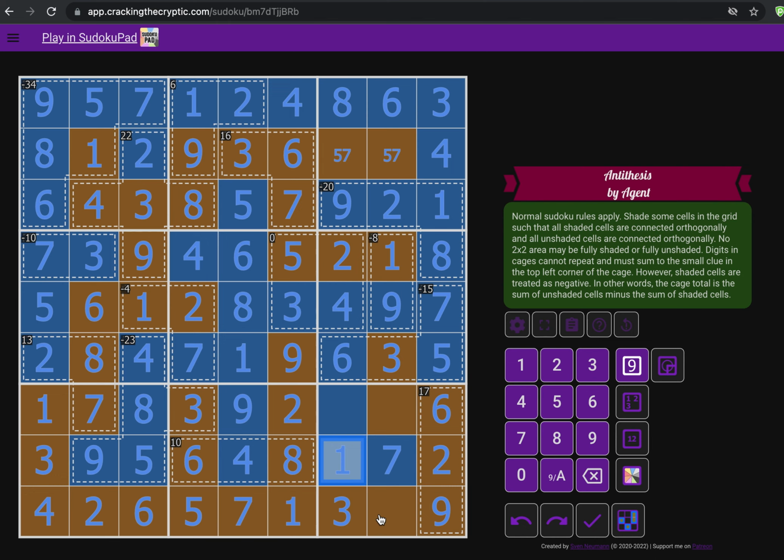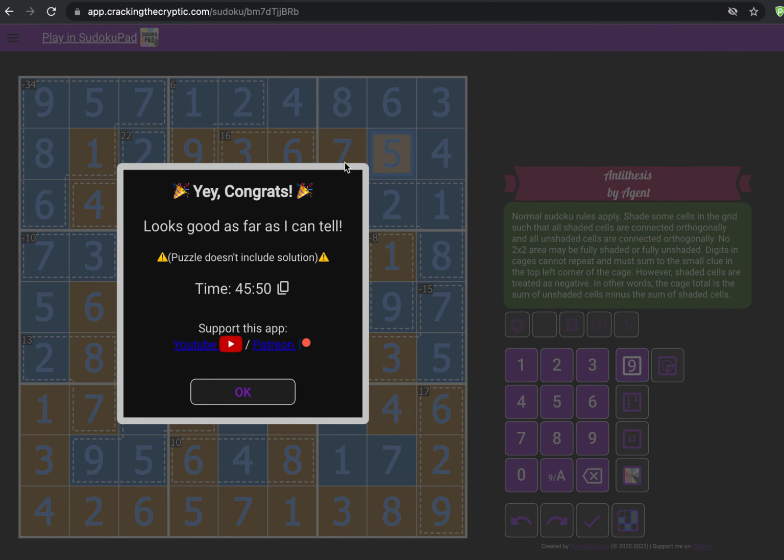What's here? 8 by that row. What's here? 5 and 4. And that puts 7, 5. My goodness. So having done this puzzle 3 times, I'm still barely faster than Simon Solve on Cracking the Cryptic. That's insane. That really is amazing.